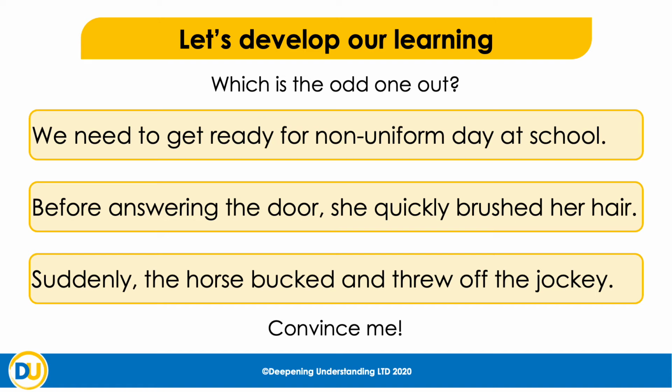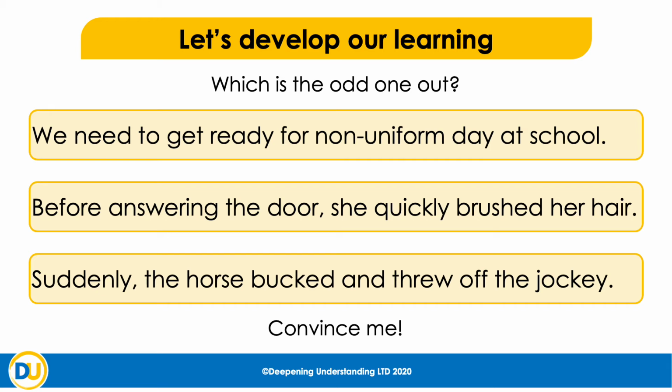Okay, so now I would like you to have a look at these three sentences. Which is the odd one out? So you need to write all three down, and then you need to decide which one is the odd one out. And you can tick the one that you think is the odd one out, and I would like you to tell me why you think it's the odd one out. So I will read the sentences for you, and then you have to write a sentence. This sentence is the odd one out because.